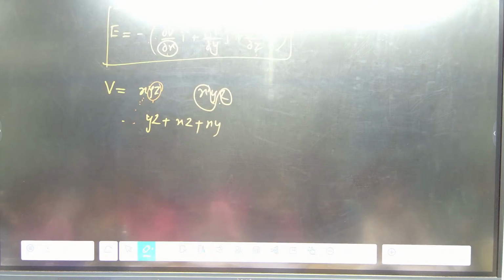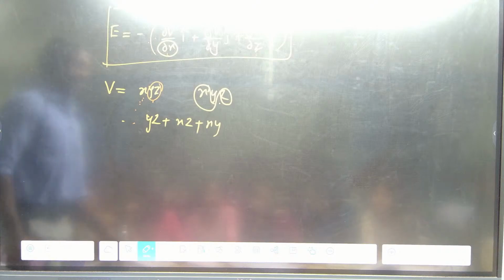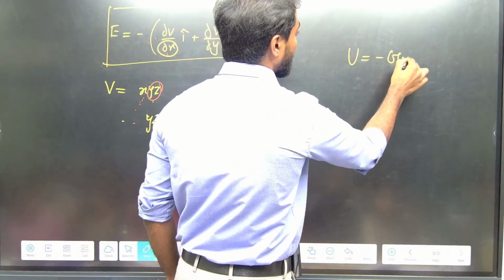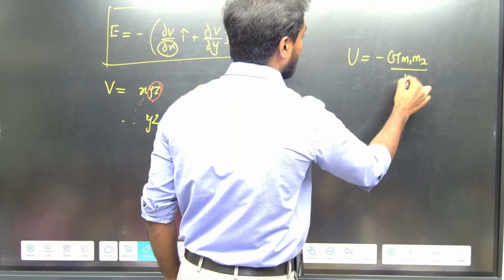Write down the next subheading: gravitational potential energy. So U is equal to minus G m1 m2 by R.